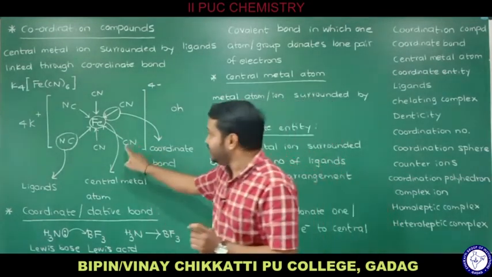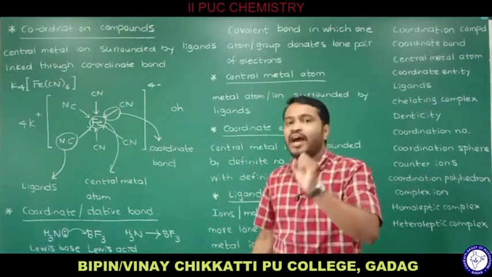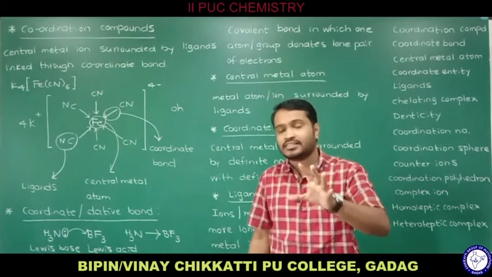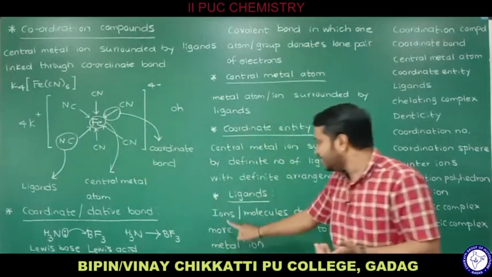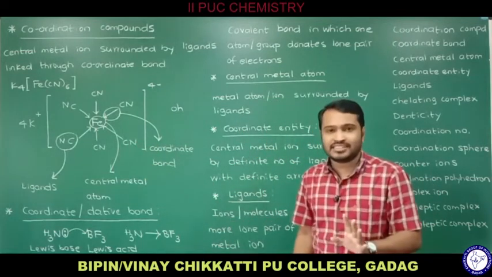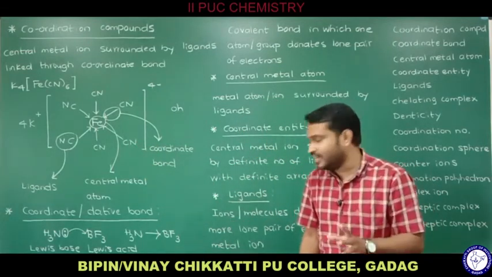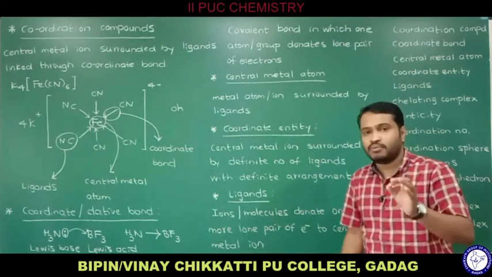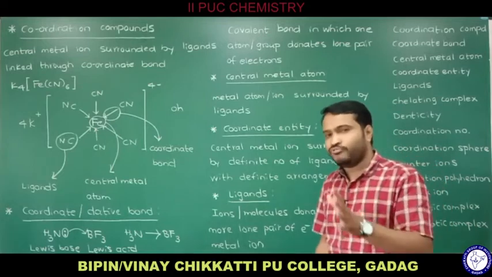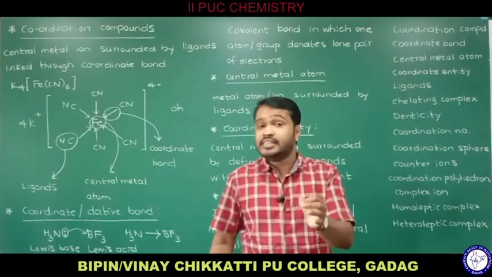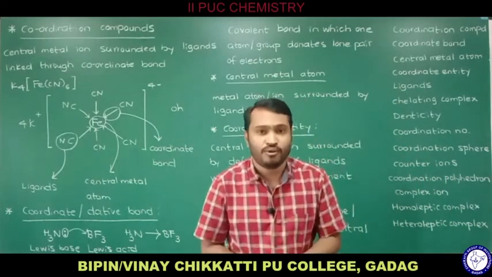Remember that in this particular example, CN minus is a ligand. This is an ion. Sometimes we have ligands like the water molecule H2O. CN minus acts as an ion, while ammonia acts as a ligand and a water molecule acts as a ligand; these are molecules. Remember, ligands may be ions or molecules, and the main feature of a ligand is that it has a lone pair of electrons.